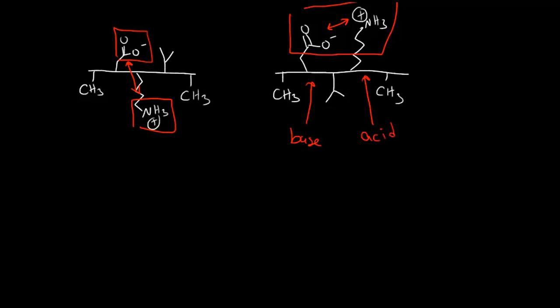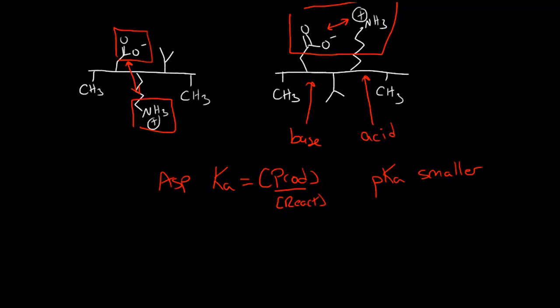So this means the base form of the carboxylic acid is going to be more stable. So when we think about our acid dissociation reaction for aspartic acid, we're going to have a Ka that favors products a lot more, right? So we're going to have a larger concentration of products than reactants. And this means that under these conditions, the pKa for aspartic acid is going to be a lot smaller than we might expect for aspartic acid by itself. And that's because the base form is stabilized, so the products are stabilized.